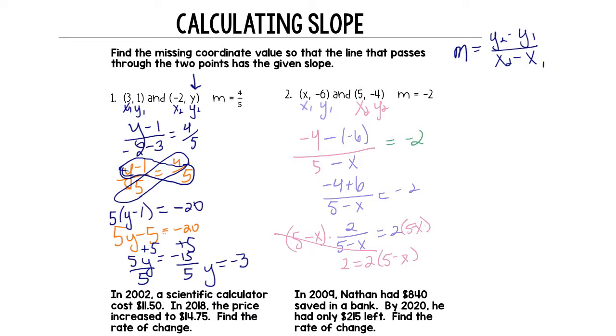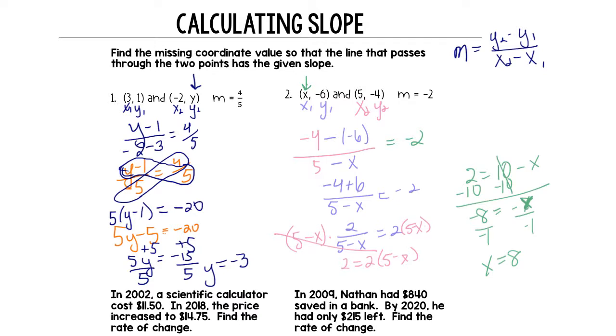Let's use the distributive property. 2 equals negative 10 plus 2x. I'm going to subtract 10 from each side. We've got negative 8 equals negative x. Divide by that imaginary negative 1, and I've got x is 8. So 8 would go right here. 8, negative 6 would give us a slope of negative 2 with the 5, negative 4.